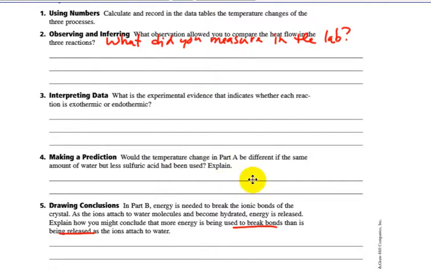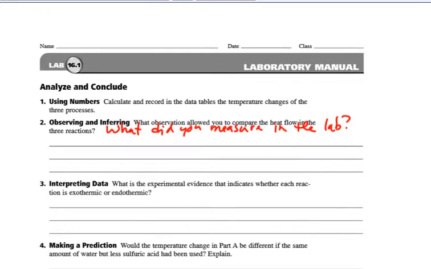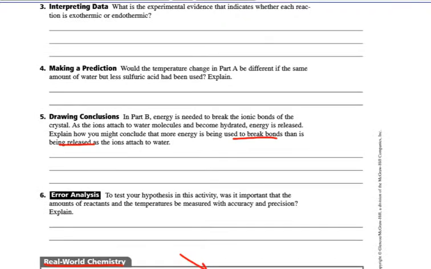4, would the temperature change in part A be different if the same amount of water but less acid had been used? Explain. In part B, energy is needed to break the ionic bonds of the crystal. As ions attach to water molecules and become hydrated, energy is released. Explain how you might conclude that more energy is used to break the bonds than is being released. So we talked about that earlier. Whatever you got in your data here should help you indicate what happened there, and you should be able to come up with a reason.